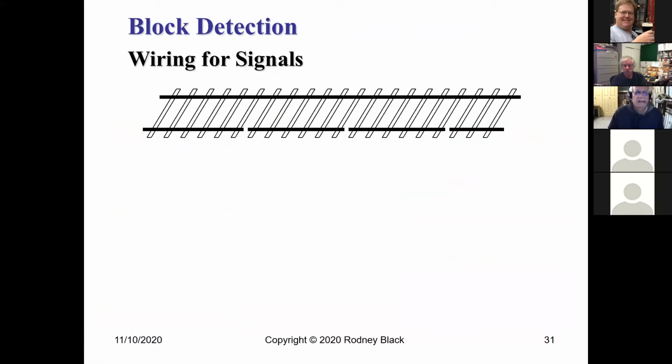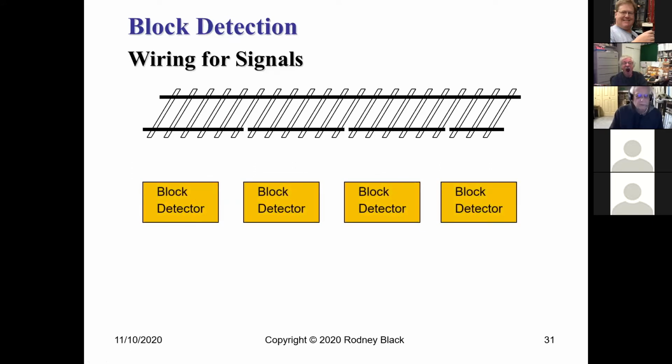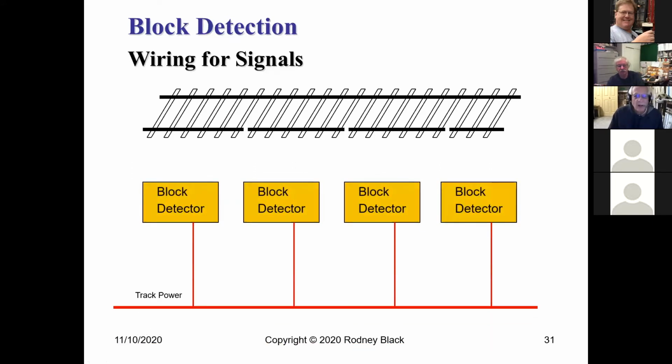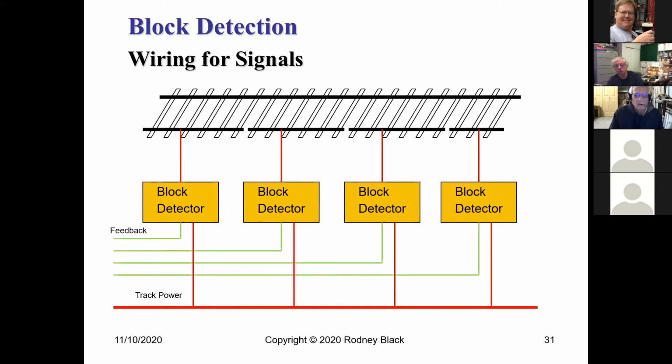So let's look at block detection. Here I've got some track. I cut my gaps in it. I'm going to wire it up with detectors. So I've got block detectors. Track power goes into the block detectors. The block detectors then go into the individual blocks. But since I'm using block detectors, of course I'm going to want feedback. I want to know when the detectors are detecting, and when they aren't. You look at this and you immediately see where the promise of DCC in terms of eliminating wiring goes out the window. Suddenly we're getting a lot of wires underneath our layout.